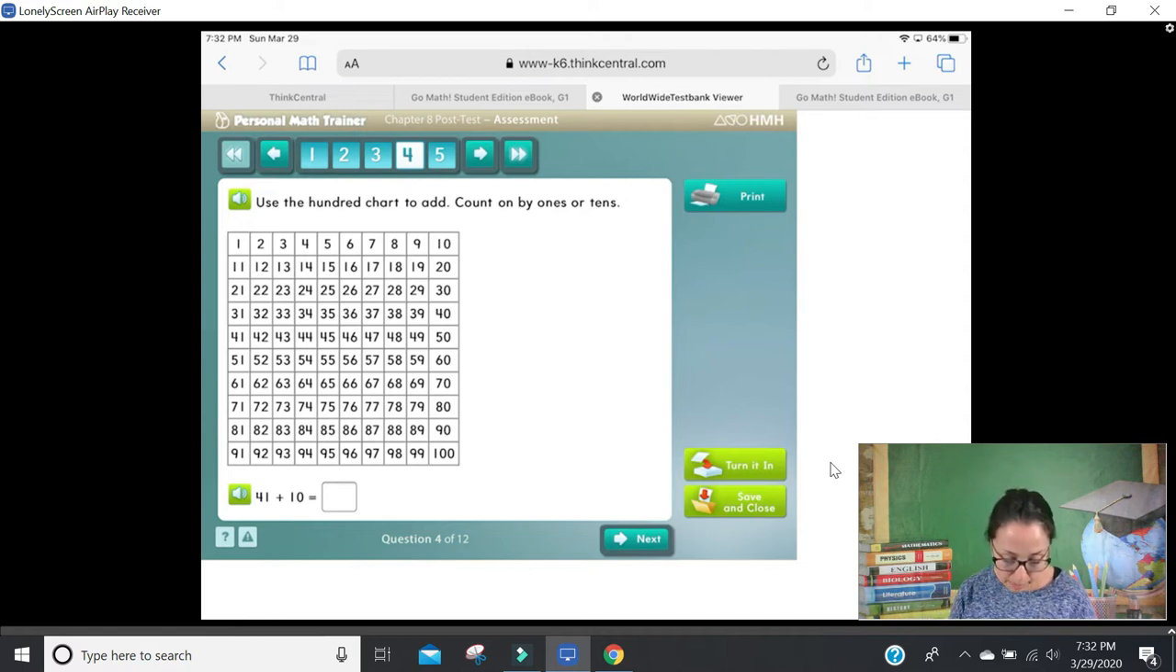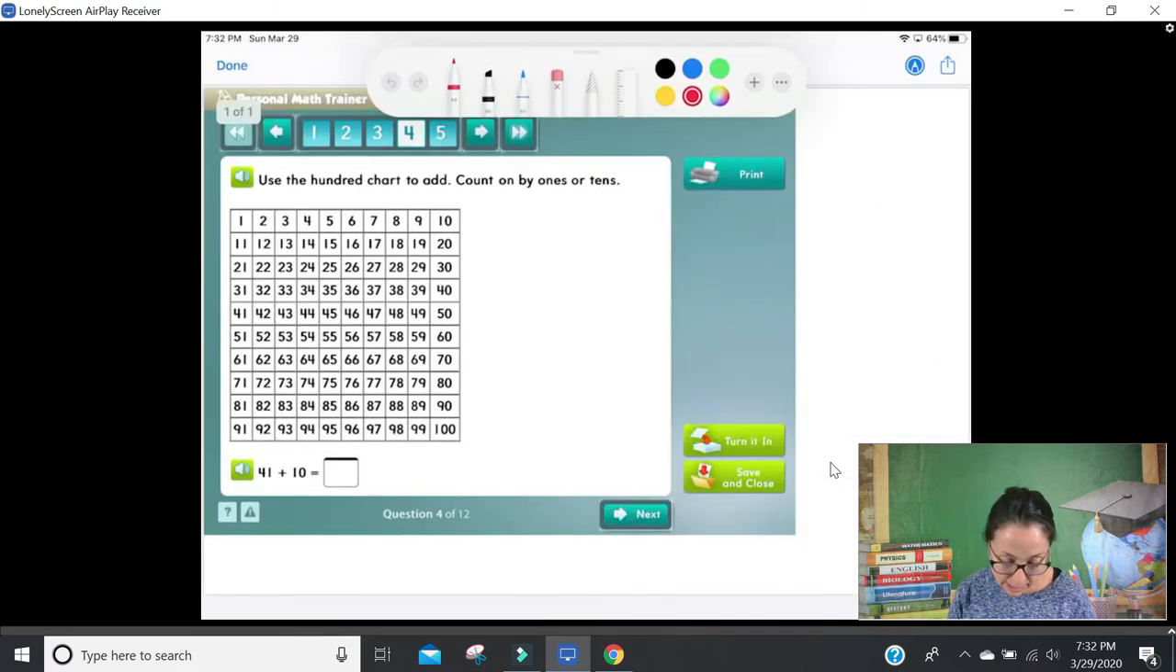So I'm going to look at the bottom here and I see that it says 41 plus 10. So that means that I'm going to start with 41. I'm going to find it on my 100 chart. There it is. And I'm going to add 10 more.